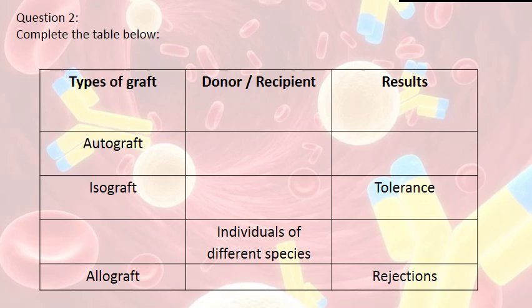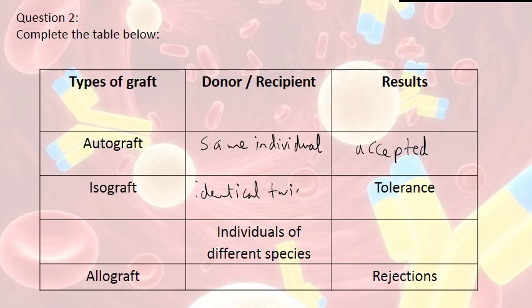Watfa, question 2. Same individual. Yes, in the same individual. Result: we have tolerance, or accepted by the immune system. Ataya? Identical twins. Very good. Selina? Yes, xenograft. Dana, last one. Yes, so we have different persons in the same species, okay? Different persons, same species.